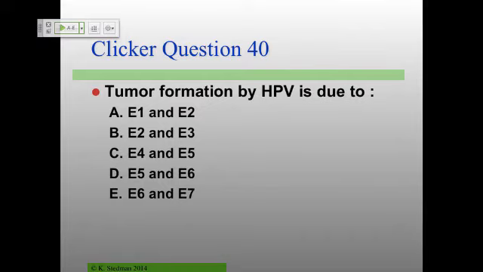So, last clicker question before the midterm. Tumor formation by HPV is due to E1 and E2, E2 and E3, E4 and E5, E5 and E6, E6 and E7.